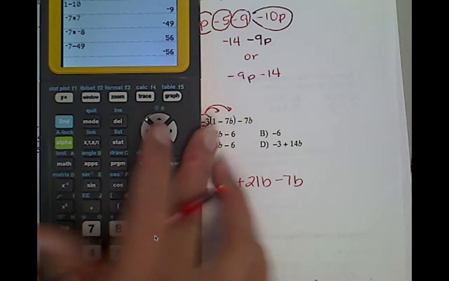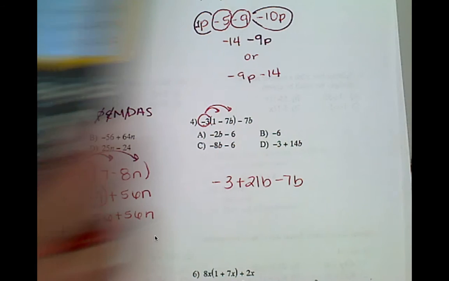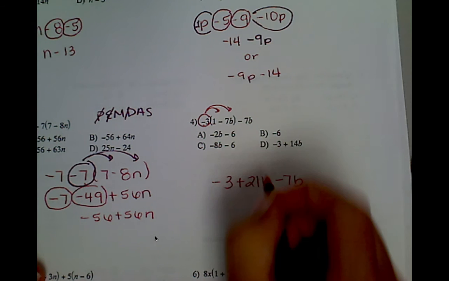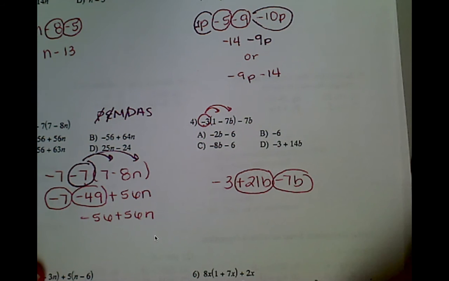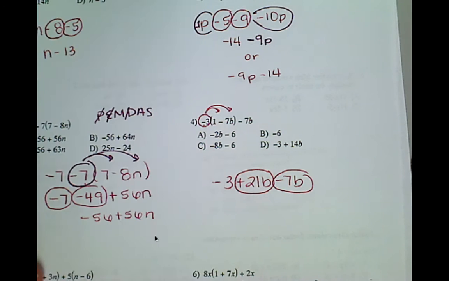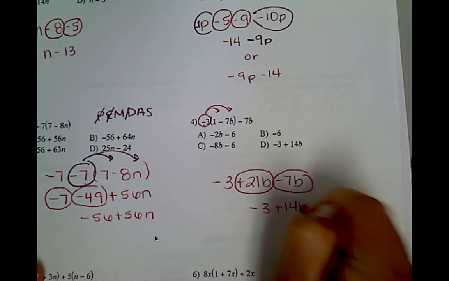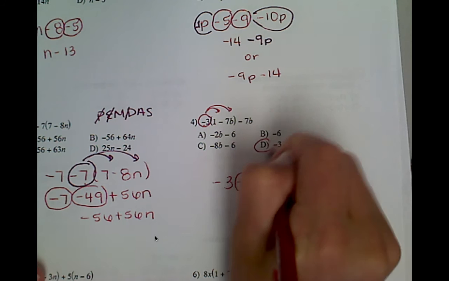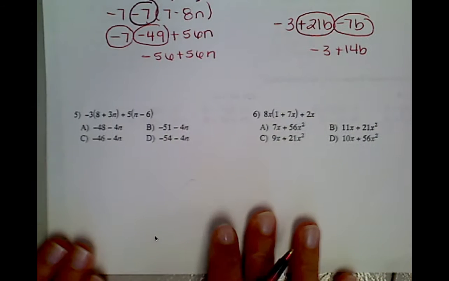Remember, if you don't know negative 3 times negative 7, make sure you type it in your calculator to find out that it's 21. A positive 21b and a negative 7b, those are the like terms. Once again, 21 minus 7 is going to give you a positive 14. Negative 3 plus a positive 14b, which is answer D. Okay, the next one down here.